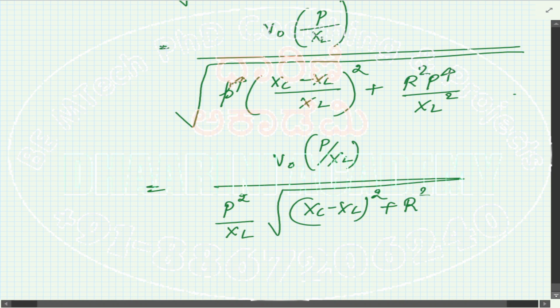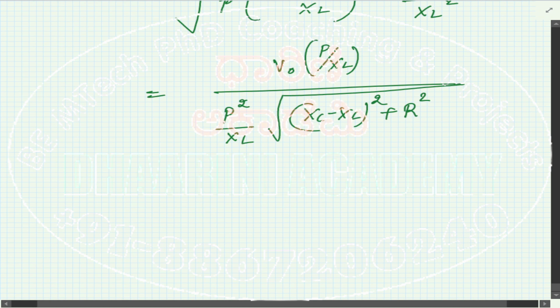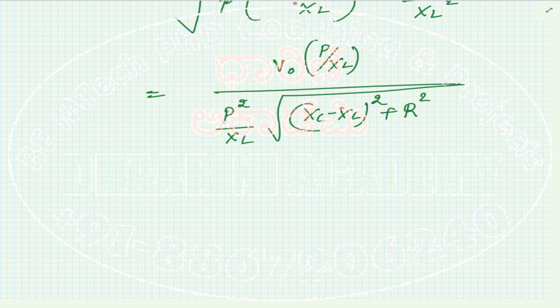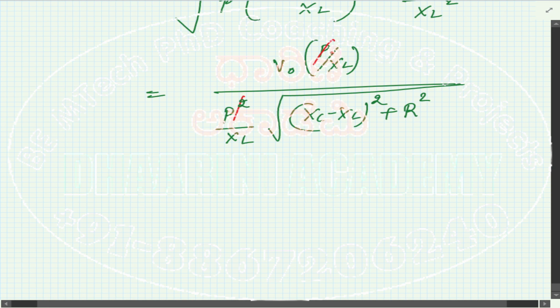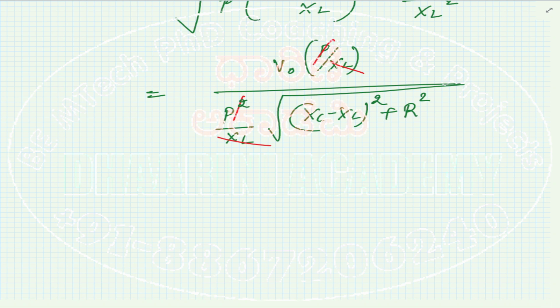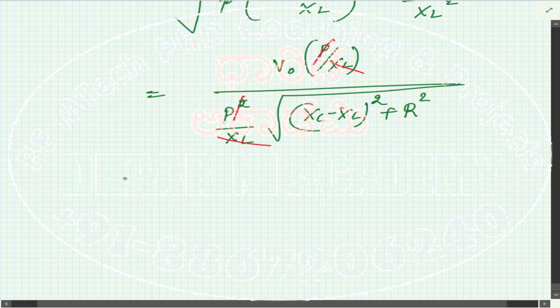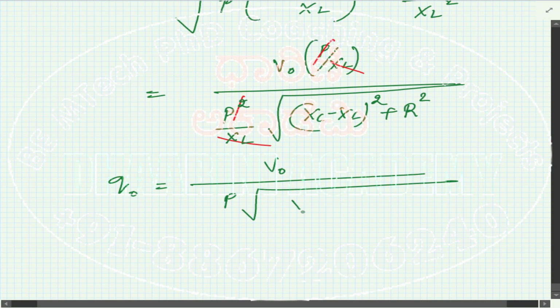So this is equal to, on the left hand side let me write the term which I have, right? So let me cancel the terms. P cancels with P, XL cancels with XL. So we are left with the following term. So left hand side is Q naught. Q naught is equal to V naught divided by, right, you can see there is a P left over, into square root of, this is XL minus XC the whole square, I think XC minus XL.